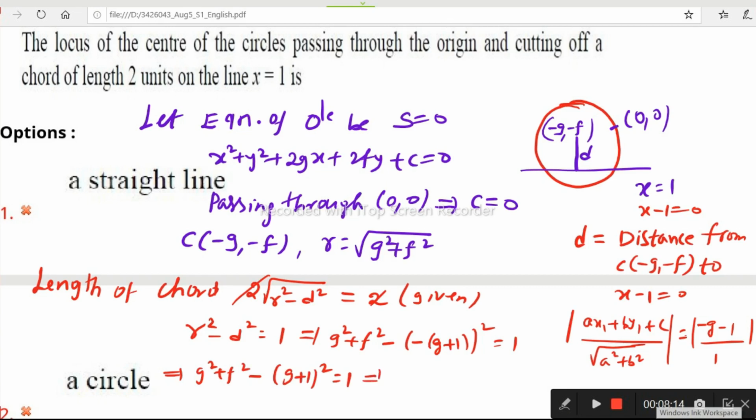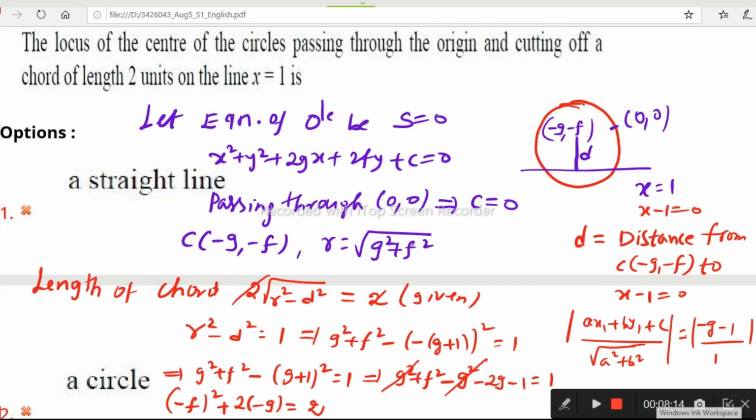Again by the expansion, g square plus f square minus g plus 1 whole square, means a plus b whole square. G square with minus sign is minus g square, minus 2g, minus of minus b square is minus 1, is equal to 1. Right, here what happened? G square cancelled. Next, f square is left over. Minus f whole square. Minus 2g, I am writing plus 2 into minus g, is equal to 2, because the right side has 1, and taking the minus 1 from the left side it becomes plus 2.